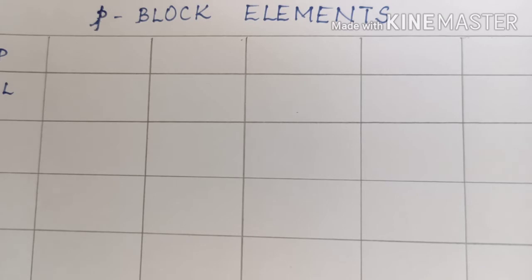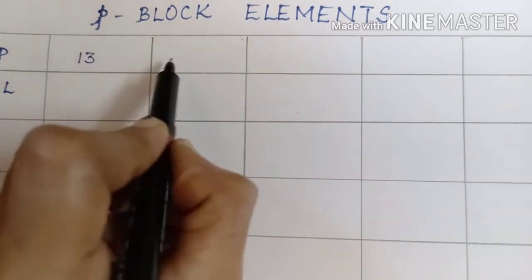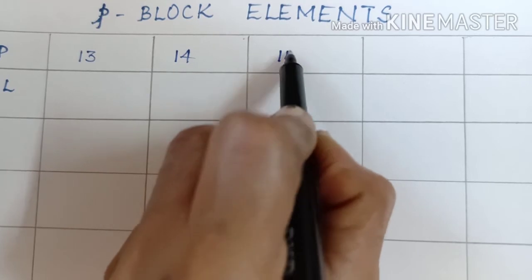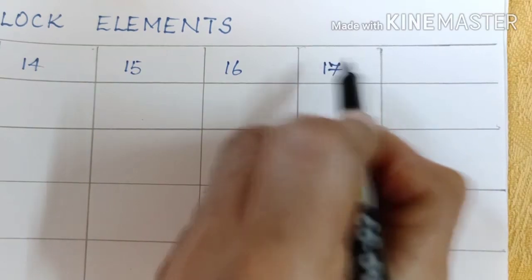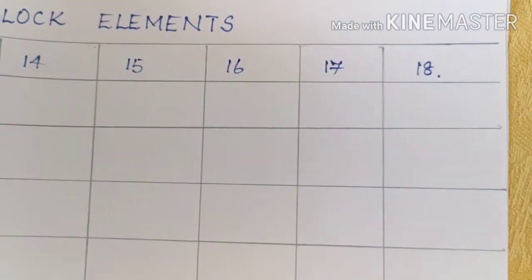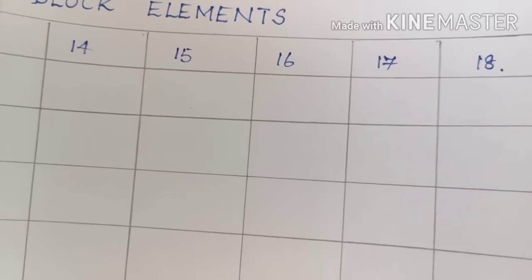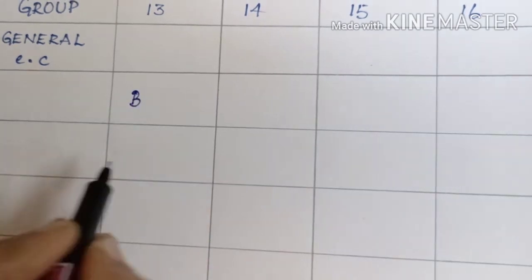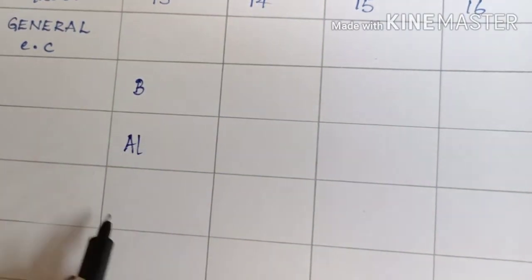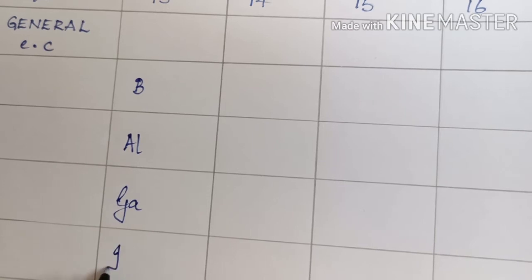As mentioned earlier, group 13, 14, 15, 16, 17 and group 18 elements belong to P block. We shall now see which are the elements and what will be the general electronic configuration of P block. So take the case of group 13. The first member is boron. Then we have aluminium, gallium, indium, and the last element, that is nihonium.